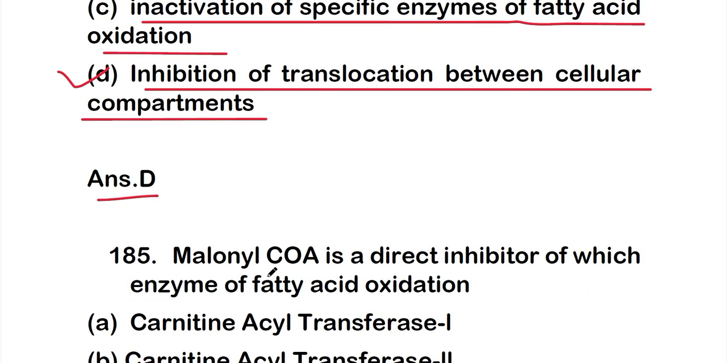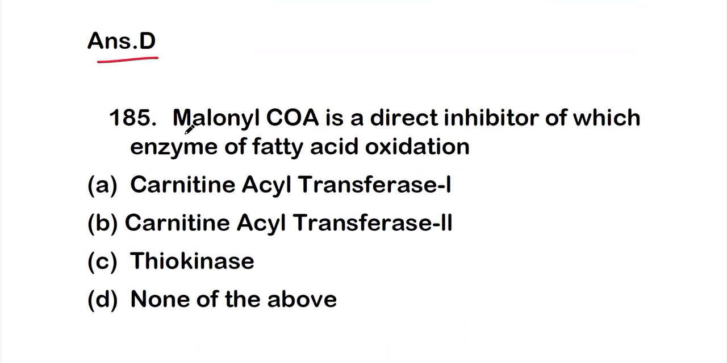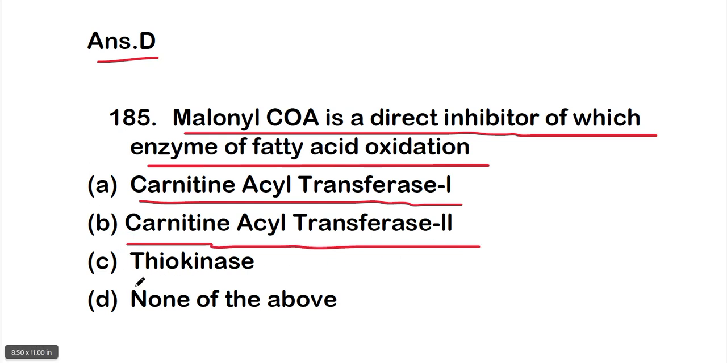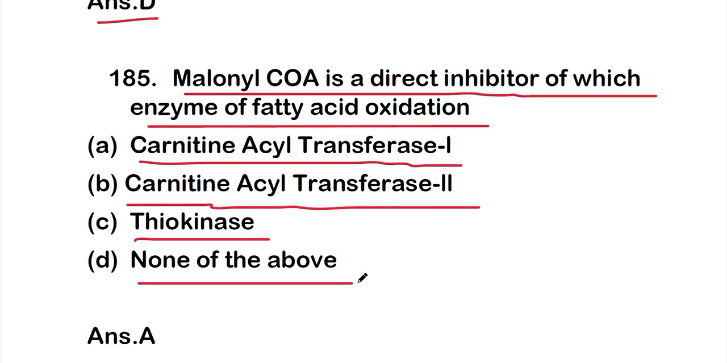Okay, so next question, let's see. Next is 185. So malonyl CoA is a direct inhibitor of which enzyme of fatty acid oxidation? And the options are option A carnitine acyl transferase 1, or option B carnitine acyl transferase 2, or option C thiokinase, or option D none of the above. So the right answer is option A, that is carnitine acyl transferase 1. So malonyl CoA is a direct inhibitor of which enzyme of fatty acid oxidation? That is carnitine acyl transferase 1.